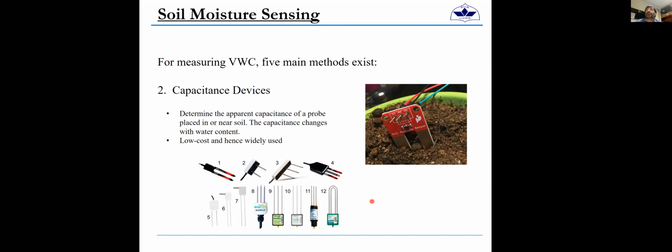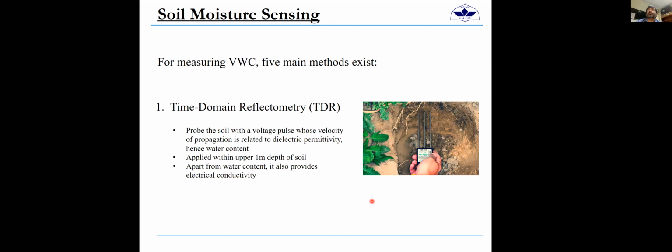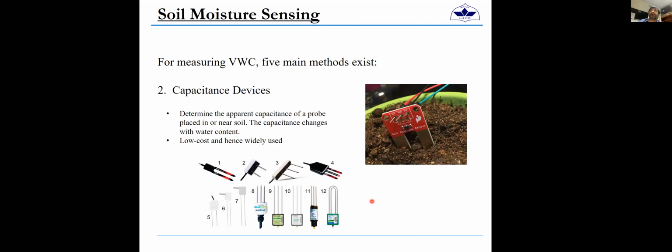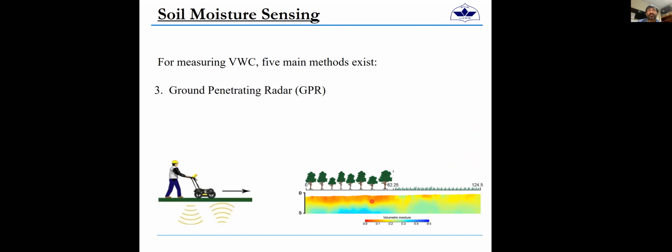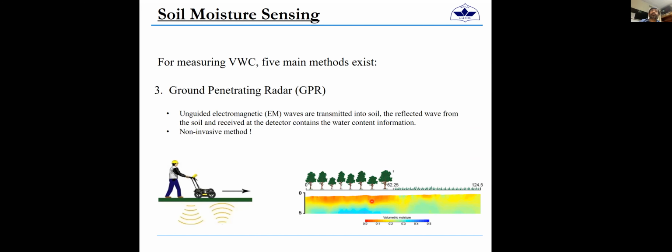Okay, the problem with the previous one, time domain reflectometry, and these capacitance devices is that you need to put them inside the soil, so we call them invasive sensors. You need a person in charge who is going to put these sensors into the soil so that you can get the reading or the signal out of them. But the issue is, if we have to sense the soil moisture of, for example, a field having hundreds of hectares, how can we do that?